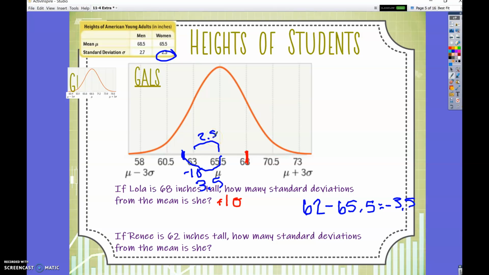We want to divide her 3.5 inches below the mean by the standard deviation, what each of those little bars is worth. And if we do that, we get -1.4. This is her standard deviation. Now remember from the last slide, we call this her z-score. This is how many standard deviations from the mean that Renee is.